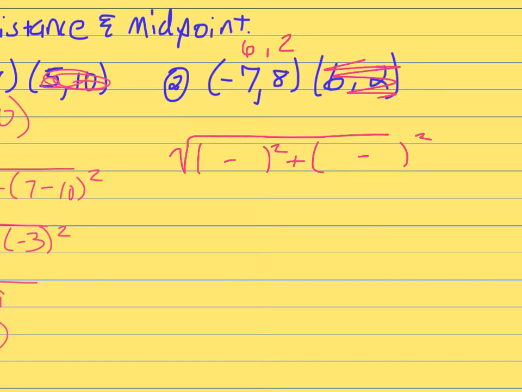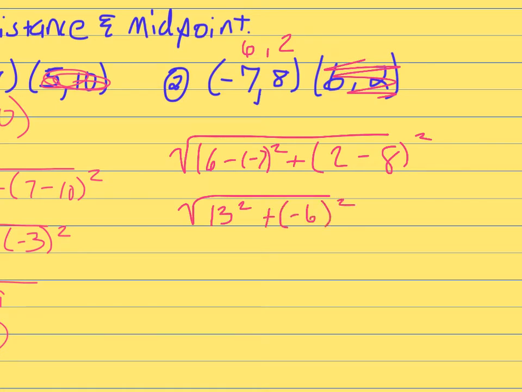So 6 minus negative 7. Okay, I'm going to write 6 minus negative 7. You don't have to. You can just, like Francisco said, put 6 plus 7. That's fine. I just like to make sure I have my signs right. And I'm going to say 2 and 8. So I end up here with 13 squared plus what?